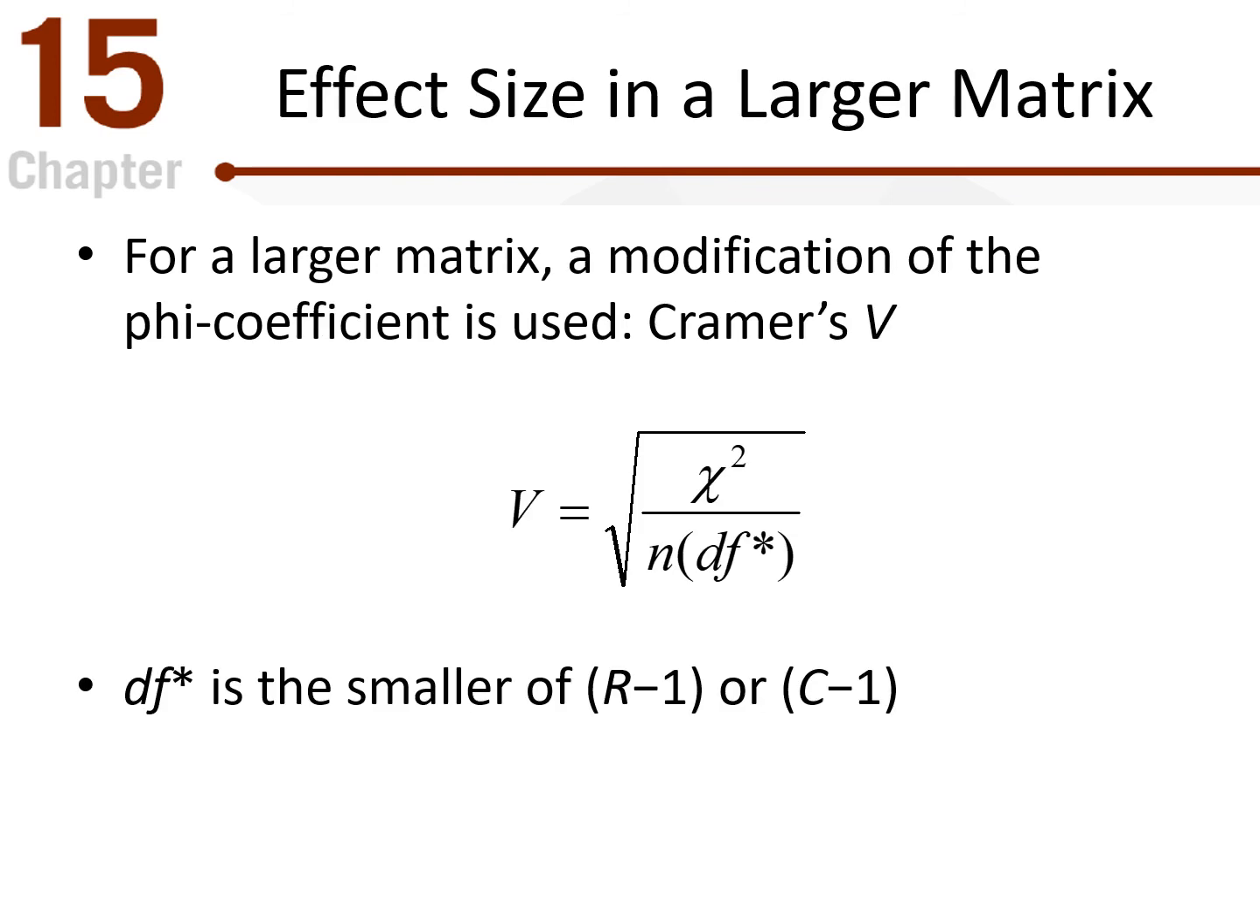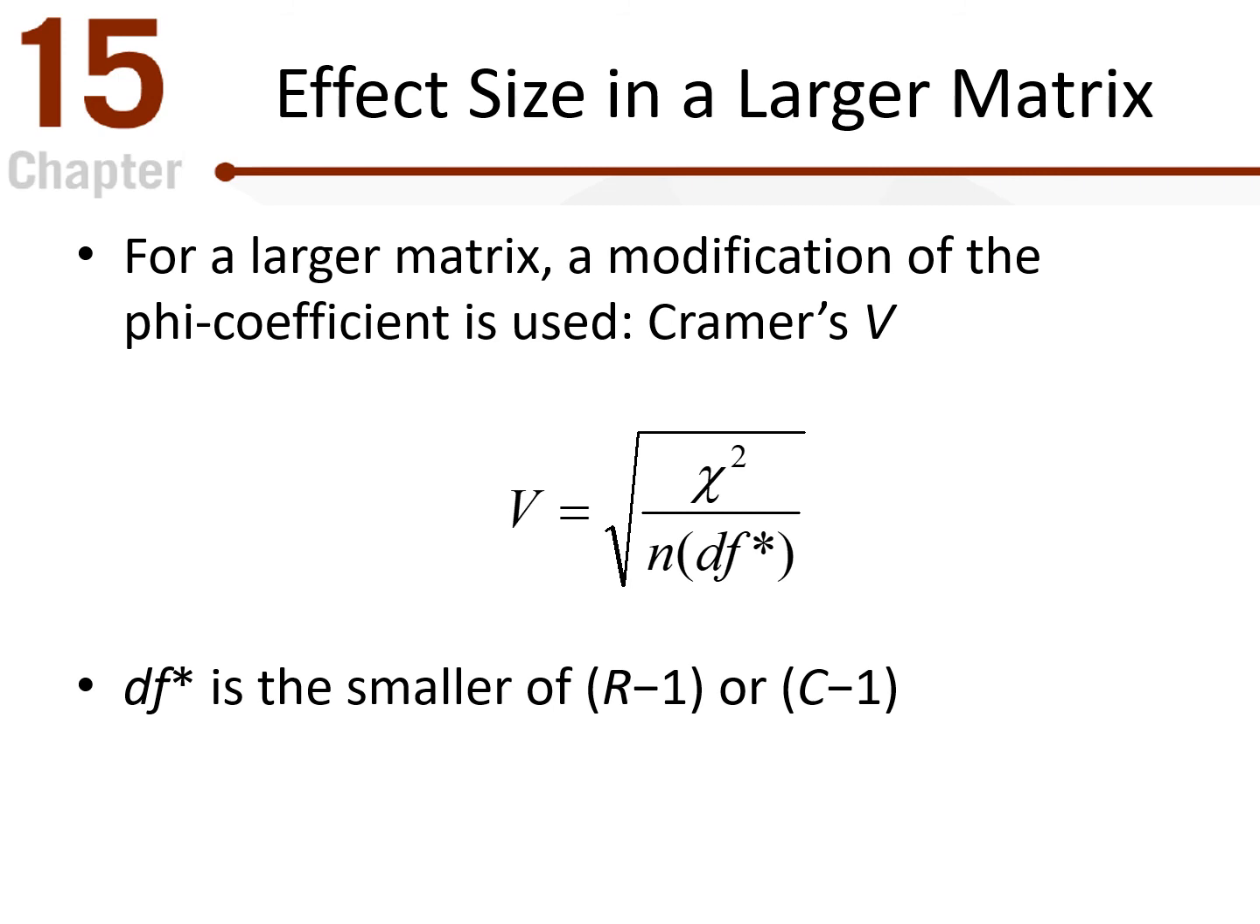Now, phi only works for 2 by 2. If you have 2 by 2, you calculate phi. If you have anything bigger than a 2 by 2, then you can't use phi. You must use something called Cramer's V. Cramer's V is almost exactly the same formula as phi, except the denominator is a little bit different. Cramer's V is equal to the square root of chi squared over n times the degrees of freedom asterisk.